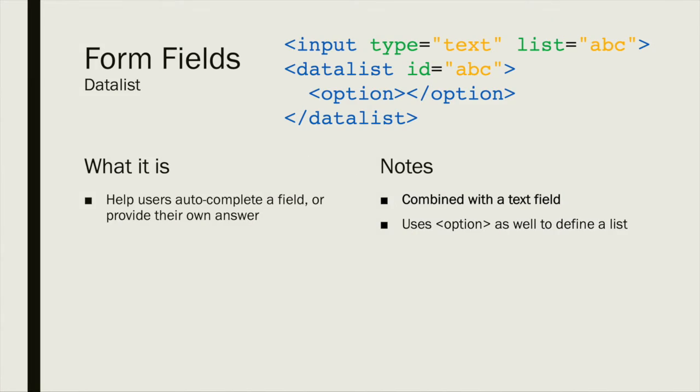Next, we have data lists. This is actually used in combination with the input text field. So when you have this, you want to make sure that the list attribute for the input type matches the ID of a data list. A data list helps users autocomplete a field, or they can provide their own answer. This is combined with the text field. It is not by itself. You can use options as well to define the list inside of a data list.